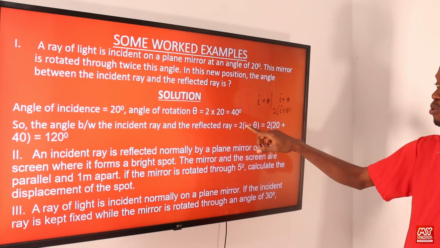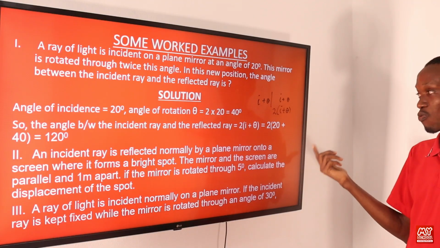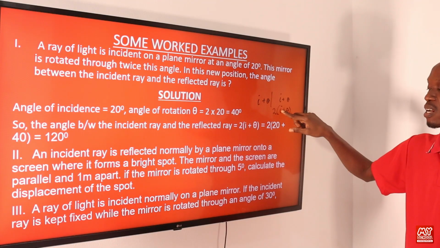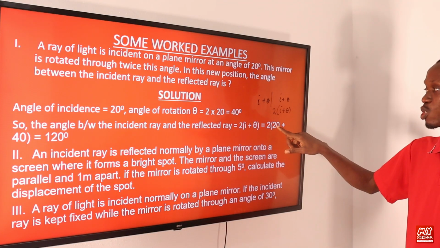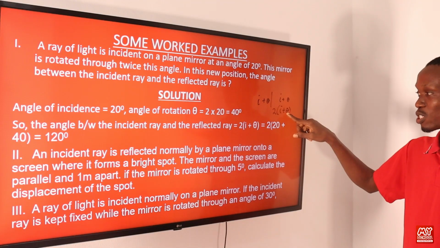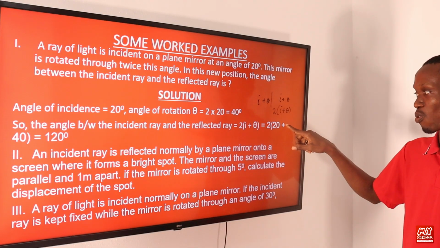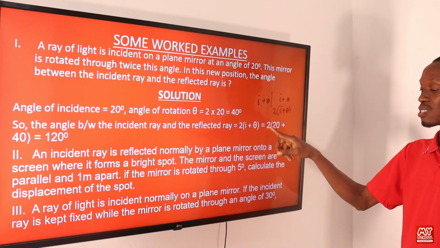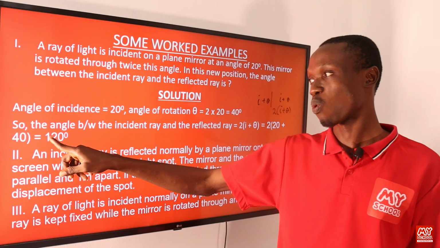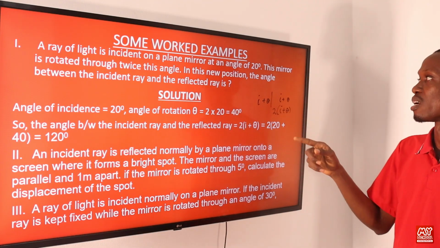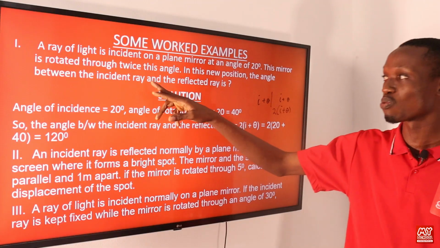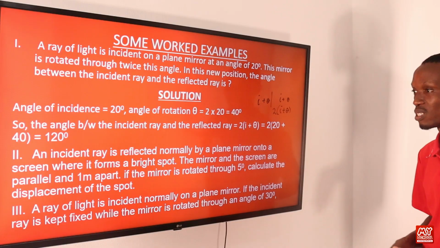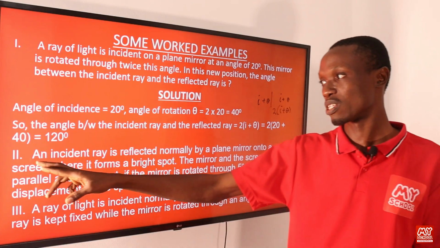So we already know i to be equal to 20, and theta to be equal to 40. We just plug it into this formula. In place of i, the angle of incidence, we replace it with 20, and the angle of rotation theta, we replace with 40. So 20 plus 40 is 60, then 60 times 2 equals 120 degrees. Hence, the angle between the incident ray and the reflected ray is 120 degrees.